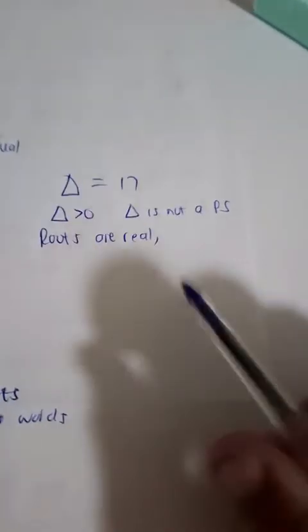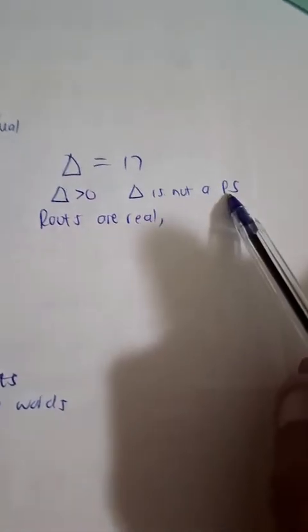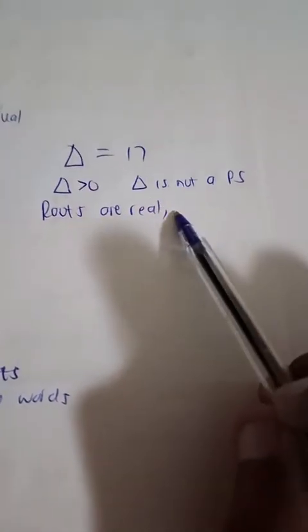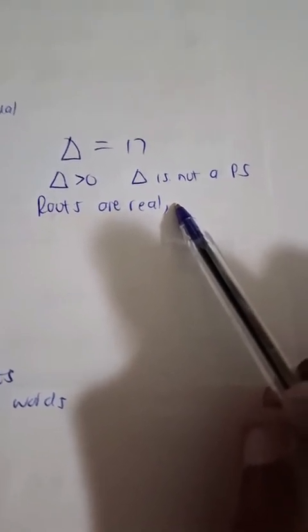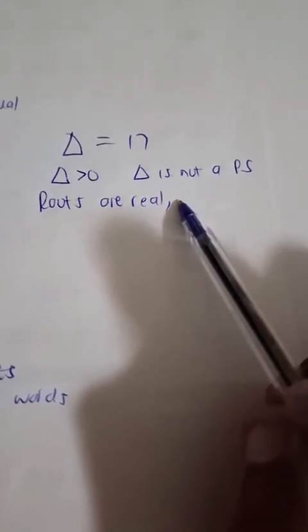The roots are real. Rational or irrational? If delta is not a perfect square, what does it mean about them being rational or irrational? Do we say rational or do we say irrational? What do you guys say?